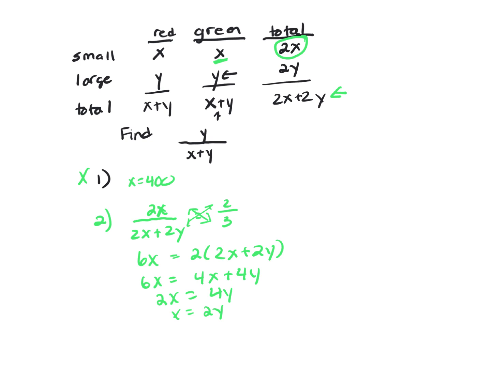And I'm trying to find Y over X plus Y. If I let X equal 2Y, that gives me Y over 2Y plus Y. That gives me Y over 3Y, which is 1/3. Clue 2 works. Your answer is B.